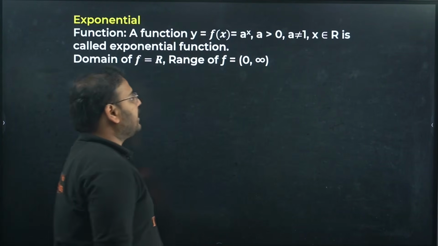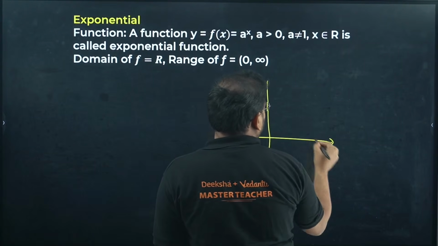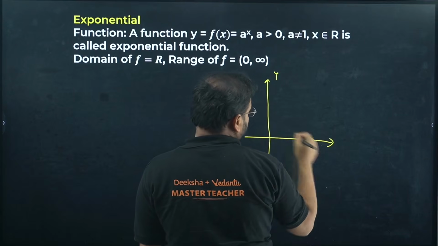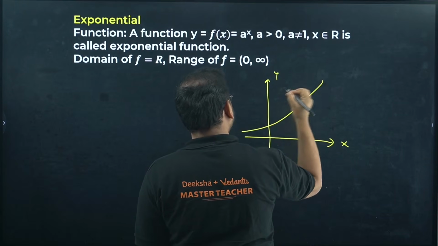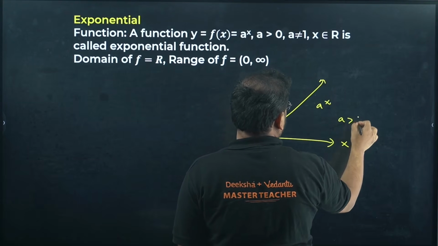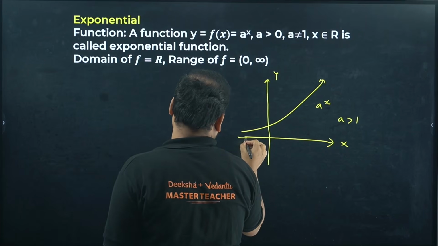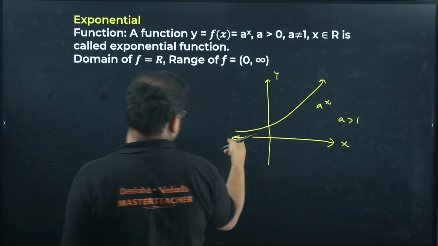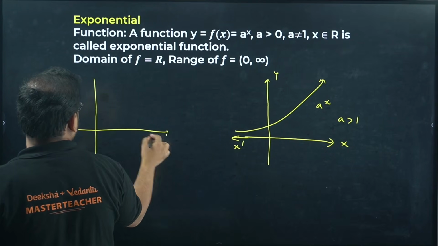Exponential function, again we have 2 cases over here. This will never go to 0 or below 0. First curve looks like this. Okay, if I write a to the power x, this is the case of a more than 1. This never touches the x-axis or goes negative. Another curve is like this.